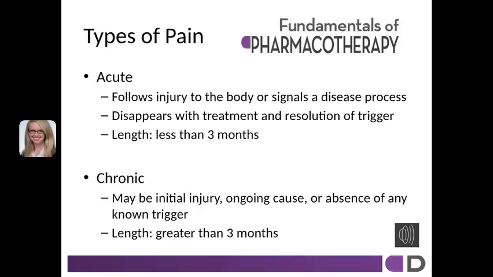Chronic pain, on the other hand, is pain that lasts longer than 3 months. Sometimes chronic pain can have a known trigger, but sometimes chronic pain may not have a trigger or may be caused by an ongoing cause. Chronic pain may be responsive to therapy, but the pain may continue or get worse or persist even despite therapy.